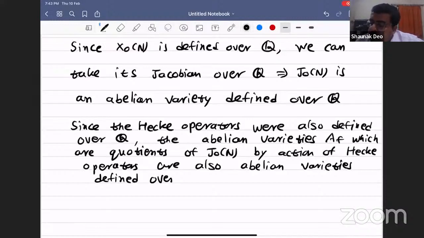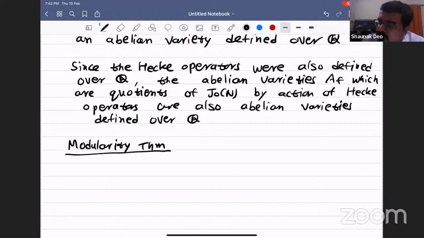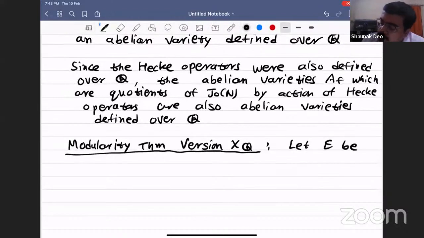So now let me state the algebraic versions of this conjecture. Maybe I'll just combine them together. The modularity theorem, maybe I'll state them differently rather than being lazy. So this is version X cube. Okay, so let E be an elliptic curve over Q.